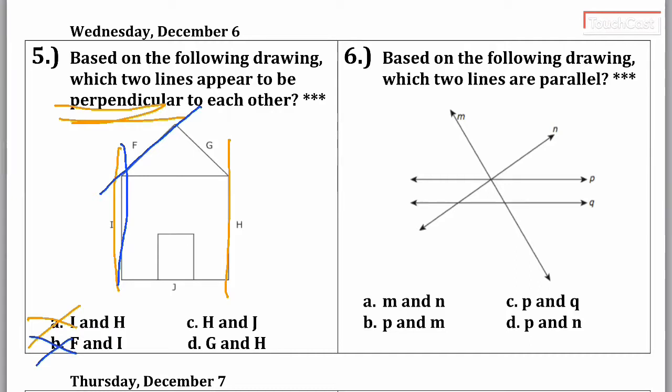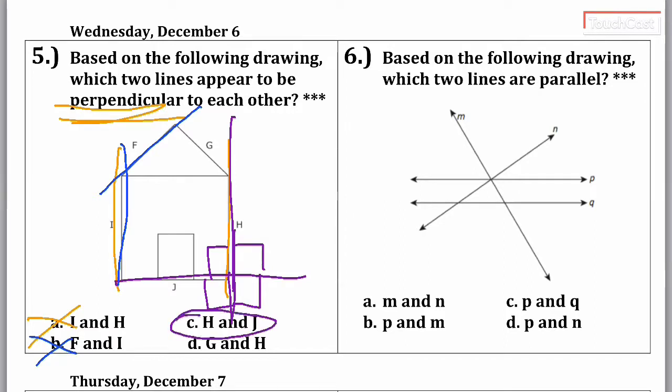Let's check out C, which is H and J. C, H, and J, switching color. Let's go with purple. So we have H and J. Oh my goodness, they do make a T or L shape. We have right angles. Look at all these right angles right here. And so therefore the answer is going to be C because H and J are perpendicular. All right, let's move to number 6.